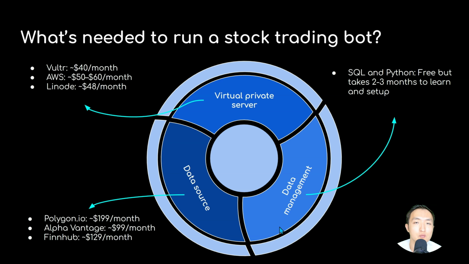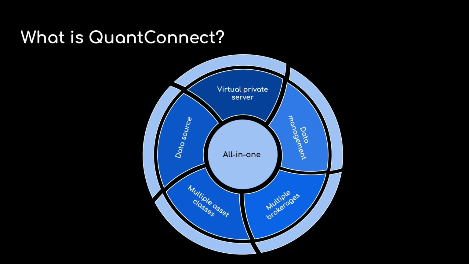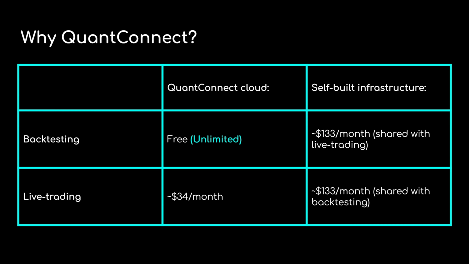If you don't know these 2 programming languages, it's going to take you roughly 2 to 3 months to learn and set up. What QuantConnect is, it's a platform that combines all 3, and in addition, it allows us to trade multiple asset classes across multiple brokerages. In essence, the reason why we use QuantConnect is because of cost. Backtesting on QuantConnect's cloud is free and unlimited, and live trading is about $34 a month. Whereas if you choose to build all of that infrastructure yourself, it's going to cost you about $133 a month.